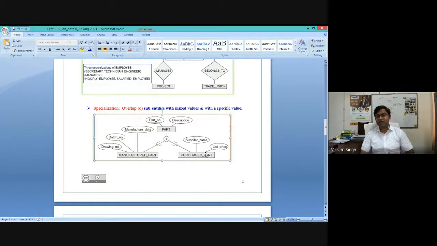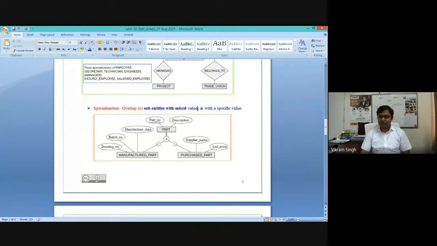And these two attributes are applicable to only purchased parts, right? Because these parts are purchased. Manufactured parts are not purchased, they are manufactured within the organization, right? So that's why we need to place the specific related attributes to the specific related sub-entities, right? And naturally, whenever we define this specialization as overlapping, it means there will be at least one part which will be of both types, manufactured and purchased. That's why we have said it is an overlapped specialization, right?